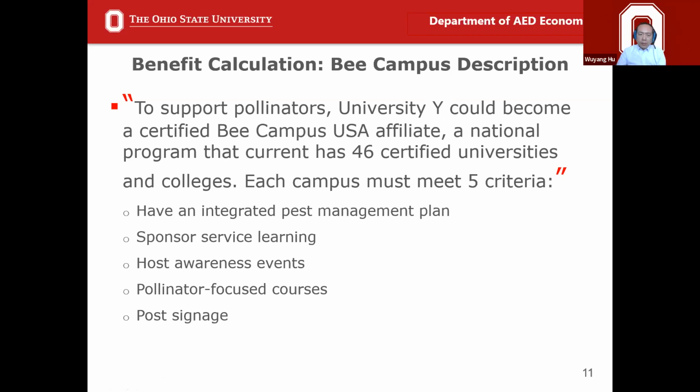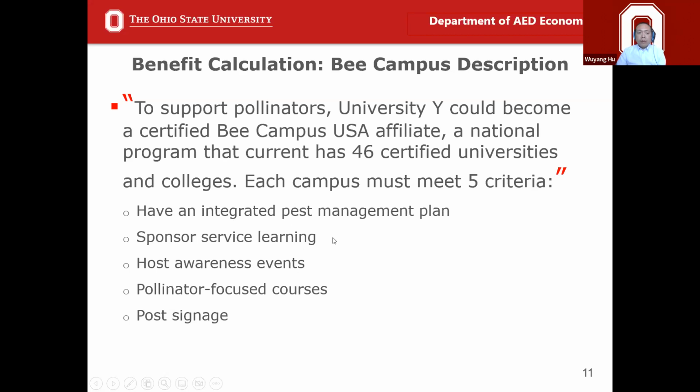So we introduced the information, and we also let the respondents know that to be certified as a B campus, the campus needs to satisfy 5 criteria. The 5 criteria here, I did not put them under quotation marks, because these are not the original words we used in the survey. If I put the original words, it could be too crowded for a presentation. So essentially, those 5 criteria are listed below.